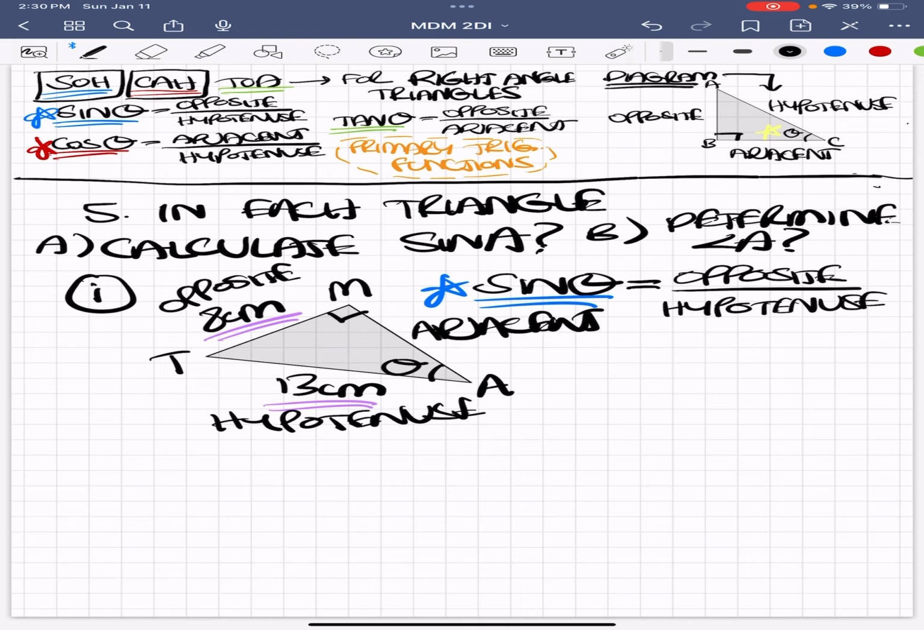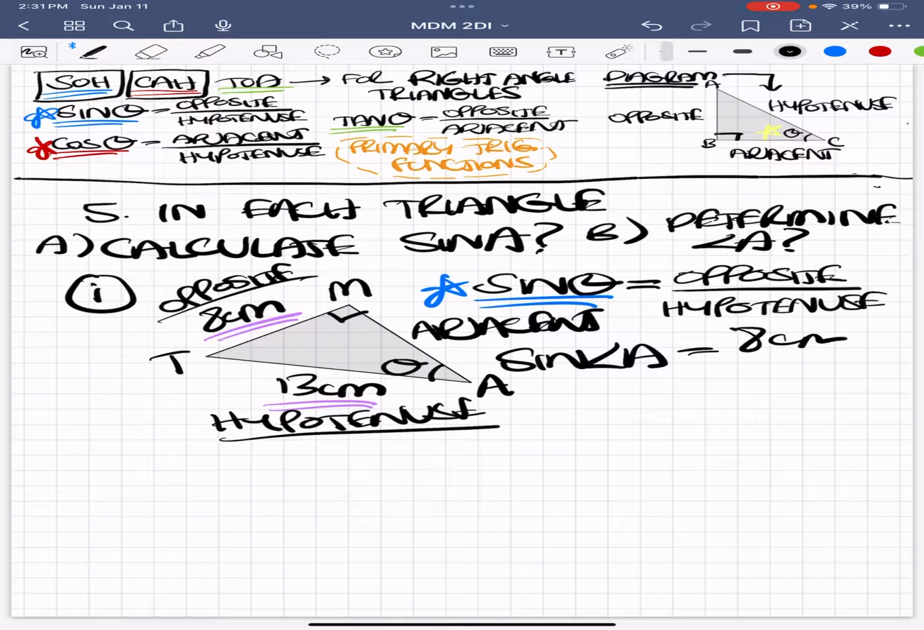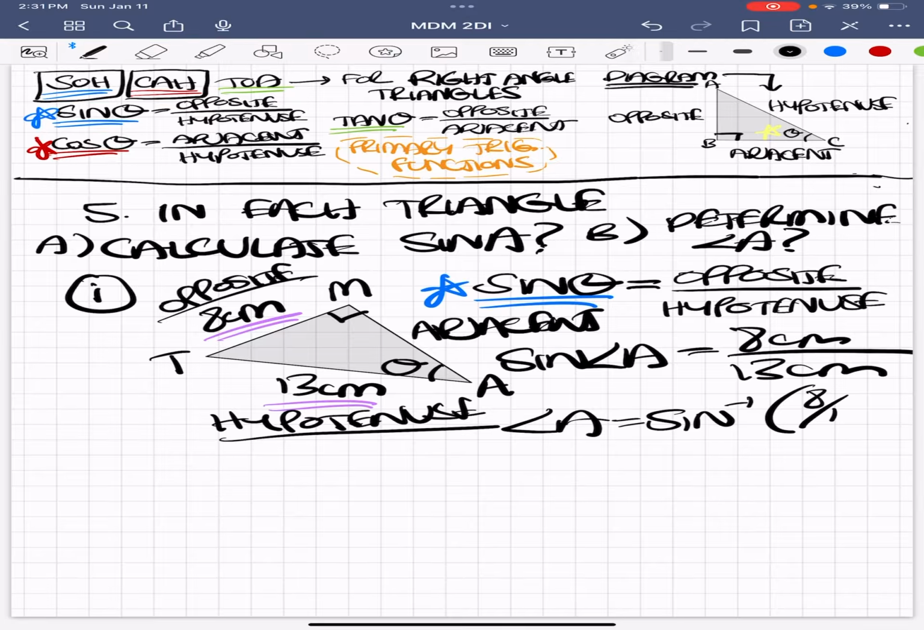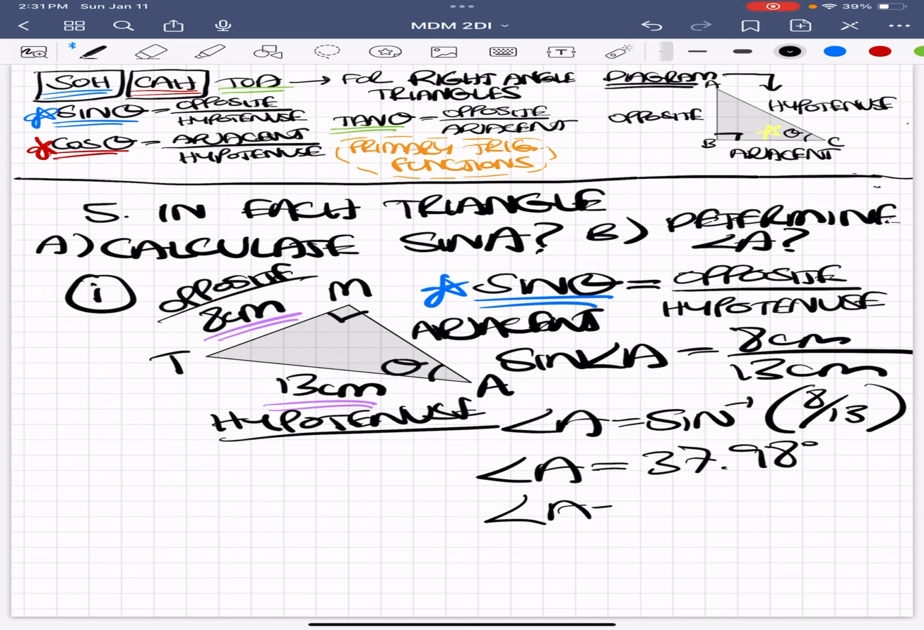So we're going to input the values. So we need sine angle A. We're going to input the values of opposite and hypotenuse. So 8 centimeters over 13 centimeters. Then we have angle A. We're going to take the inverse of the sine function with the fraction of 8 over 13. Then we have angle A would be 37.98 degrees. When rounded, angle A is 38 degrees.